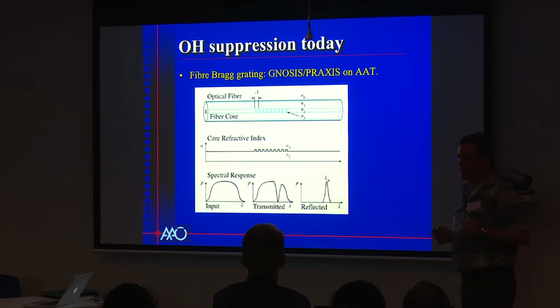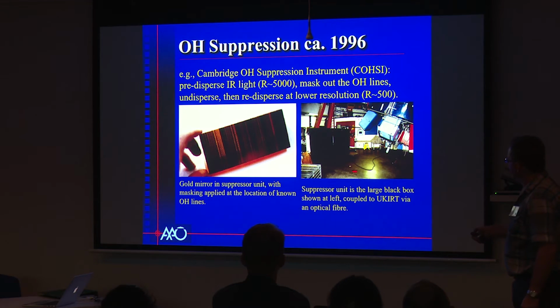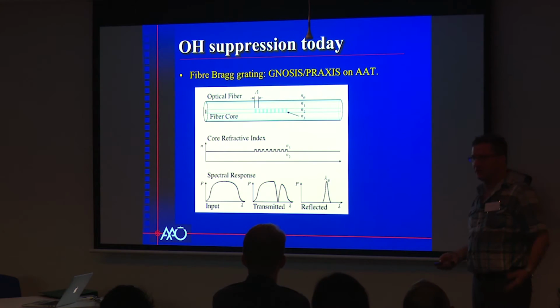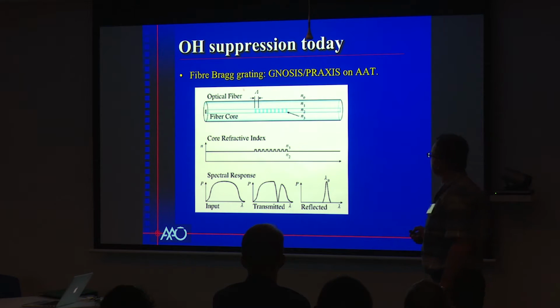Nowadays, I'm pleased to say we have much cleverer ways of doing it. Remember, I talked about the light coming off the telescope and through a fibre. If you're going to put your light through a fibre, why not get the fibre to knock out those skylines? The way you can do that is using what are called fibre Bragg gratings. This is a system that's been pioneered here at the AAO through a couple of instruments, originally GNOSIS. We're now building a new one called PRAXIS.